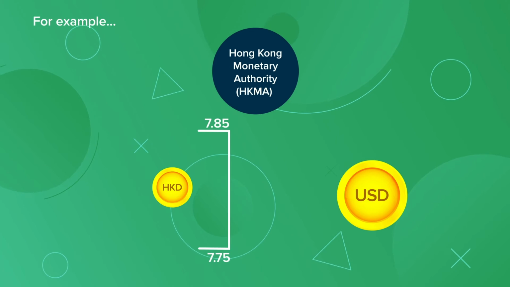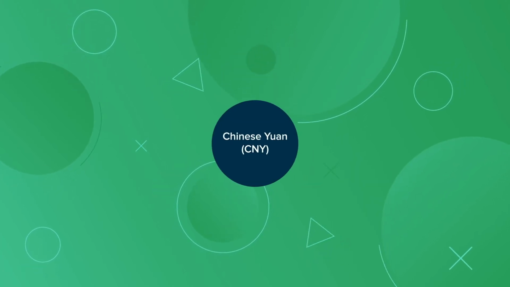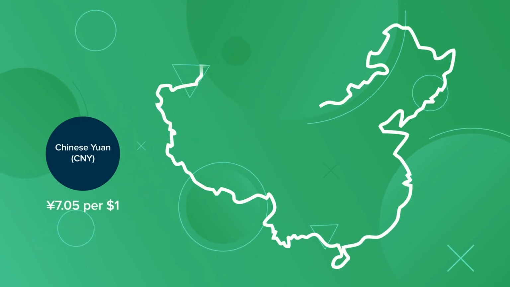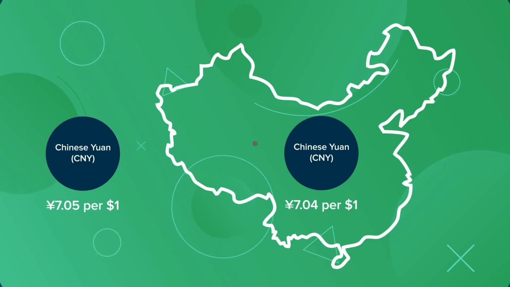Still, others have different offshore and onshore rates. The Chinese yuan, or CNY, for instance, has an exchange rate of 7.05 yuan per $1 outside its borders, but 7.04 yuan per $1 inside the country.